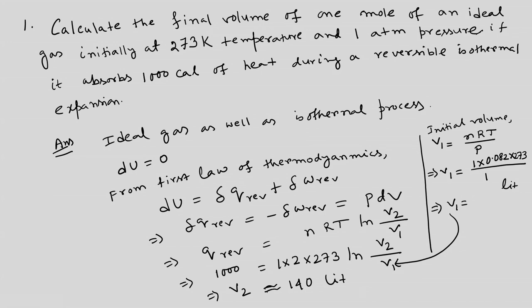So the first thing is, since we consider an ideal gas and an isothermal process, dU is 0, there is no change in internal energy for this process. If we substitute dU equals 0, then we get del Q reversible is minus del W reversible, and del W reversible we know is minus PdV, so we get PdV here. We know Q reversible is 1000 calorie, and here R is 2 and temperature is 273 Kelvin.